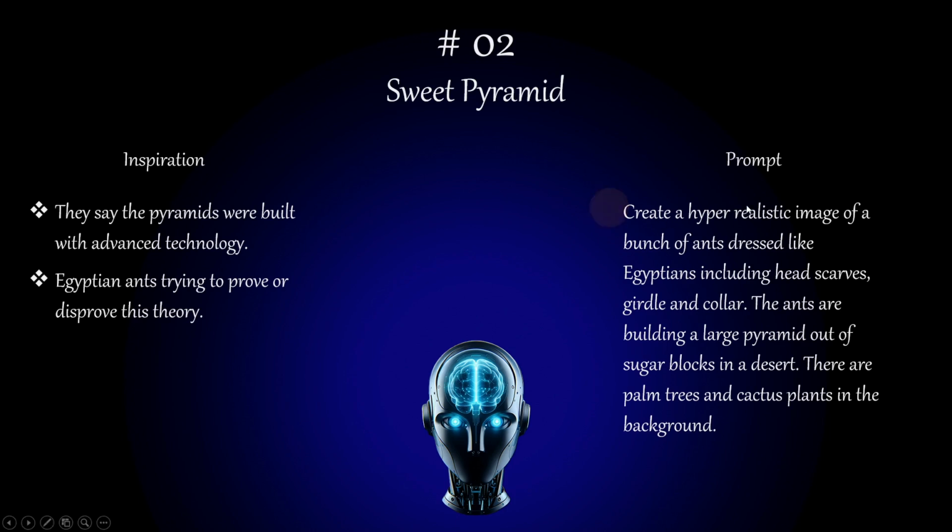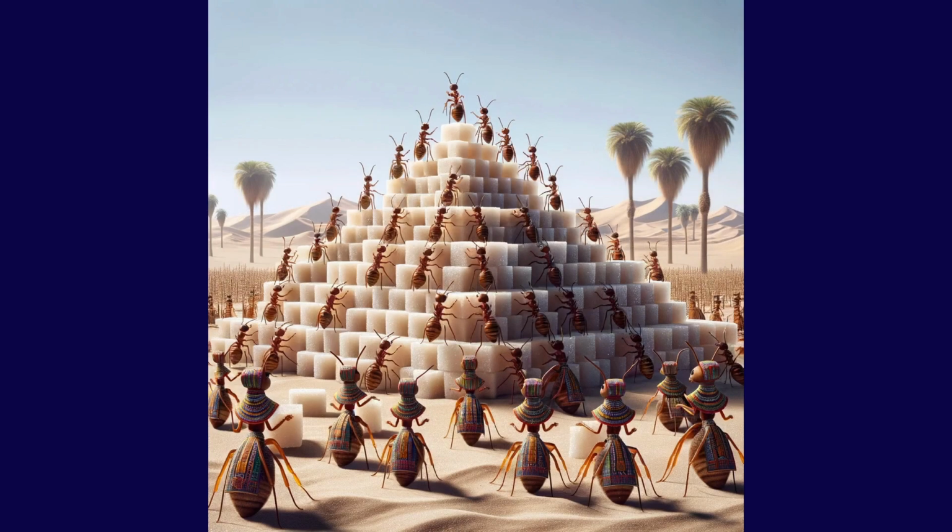Create a hyper-realistic image of a bunch of ants dressed like Egyptians, including headscarves, girdle and collar. The ants are building a large pyramid out of sugar blocks in a desert. There are palm trees and cactus plants in the background. This is image number 1, guys.